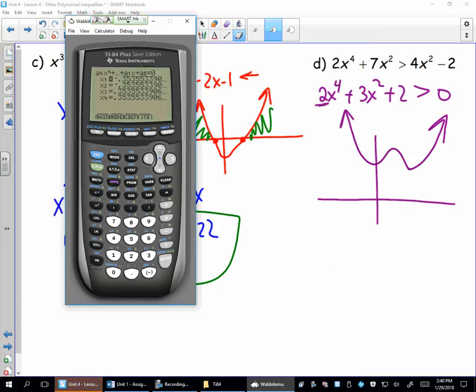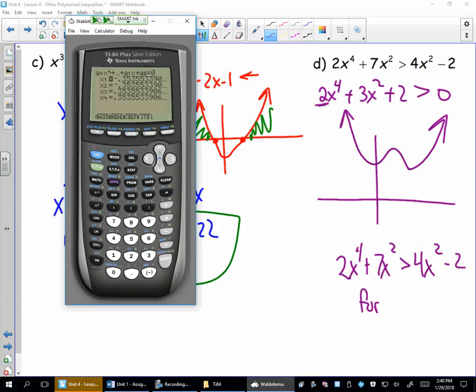So the fact that it has no zeros, no solutions, means that 2x^4 plus 7x squared is greater than 4x squared minus 2 for all values of x, or always above it. There is no time where it's below that function.